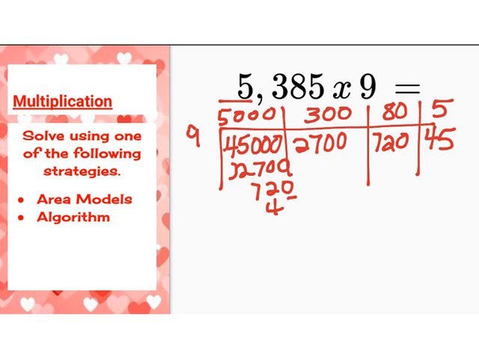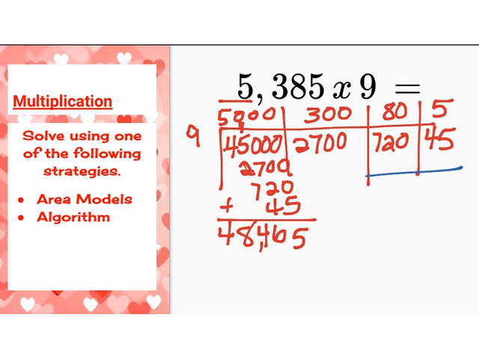720 and 45, add them up. 5 plus 0 plus 0 is 5. 4 plus 2 is 6. 7 plus 7 is 14. Carry the 1. 5, 6, 7, 8. So I have 48,465. Or I could use the algorithm.